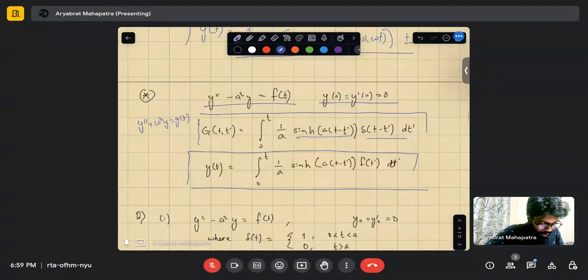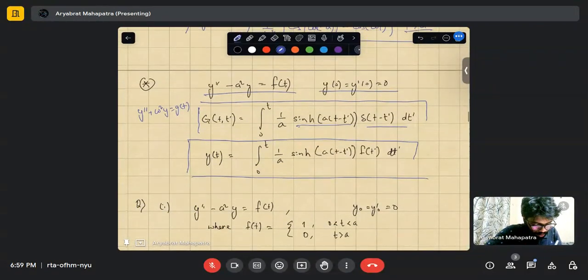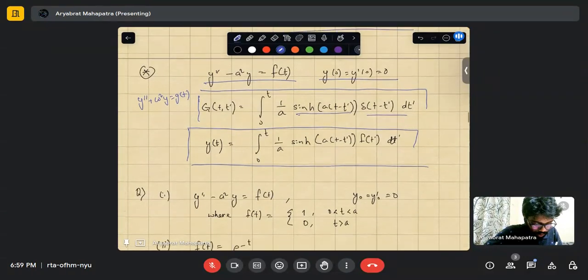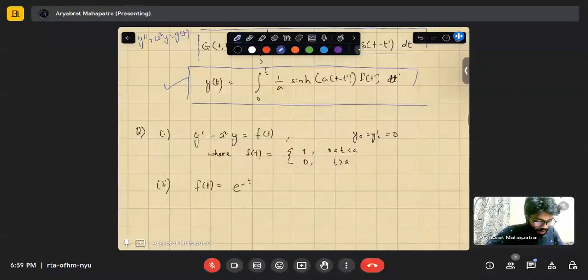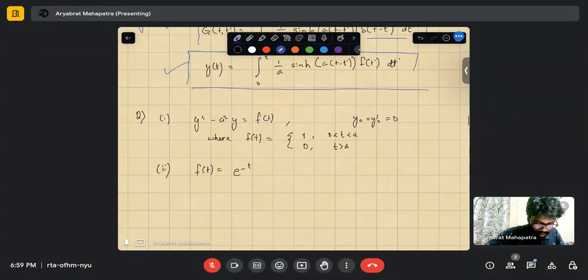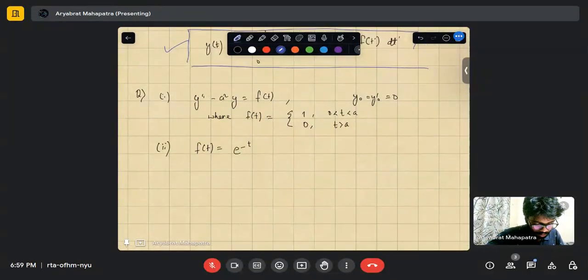So that will be the final form of the Green function. The moment you get your Green function, you just put it in your answer formula, and your y of t will give you the solution of your differential equation. Again, we can check quick examples right here.